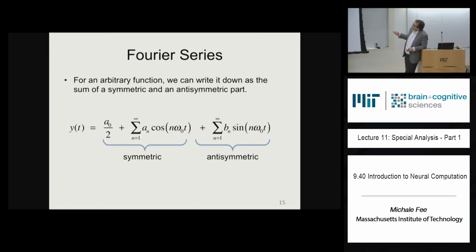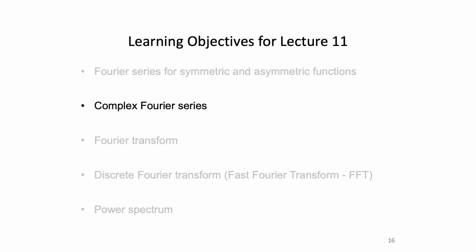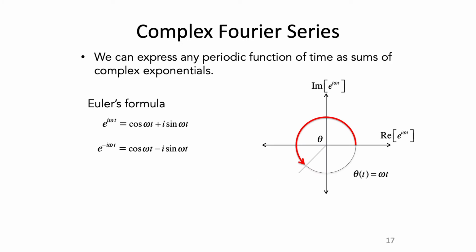Okay, so this is kind of messy. And it turns out that there's a much simpler way of writing out functions as sums of periodic functions. So rather than using cosines and sines, we're going to use complex exponentials. And that is what complex Fourier series does. All right, so let's do that.